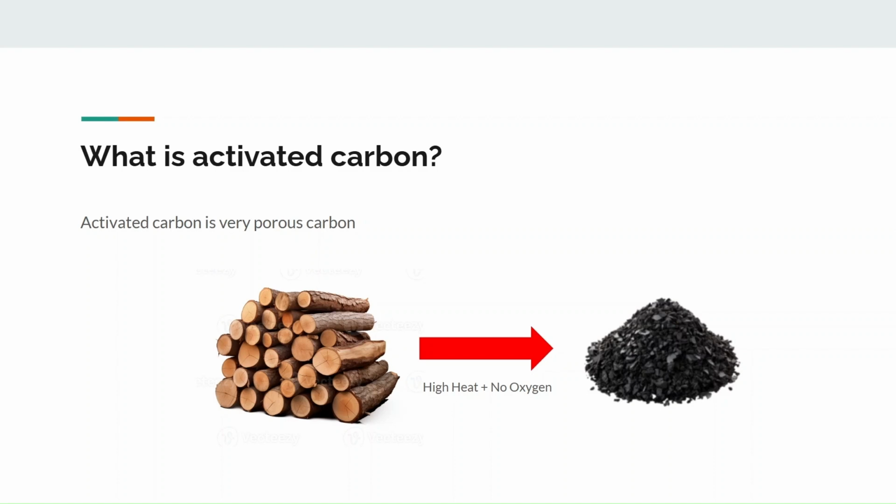It's created through a process called activation, where carbon-rich materials like wood, coal, or coconut shells are heated to very high temperatures. This is done without oxygen in a process known as pyrolysis, which prevents the material from burning. What's left behind is a porous, charcoal-like substance with an incredibly large surface area. Activated carbon is sometimes called activated charcoal, and it's one of the most common and effective materials used for purification.